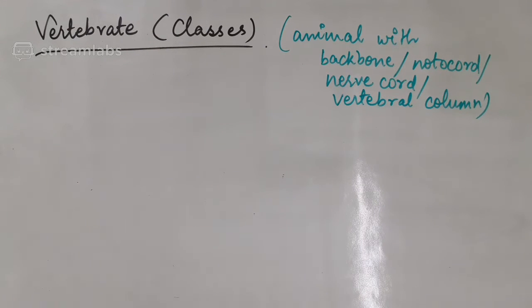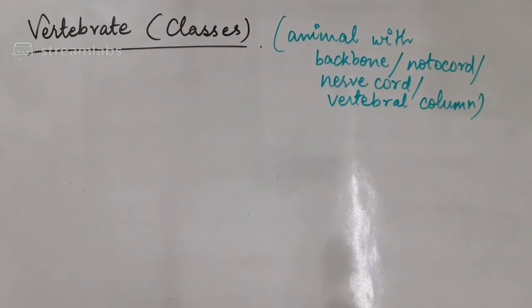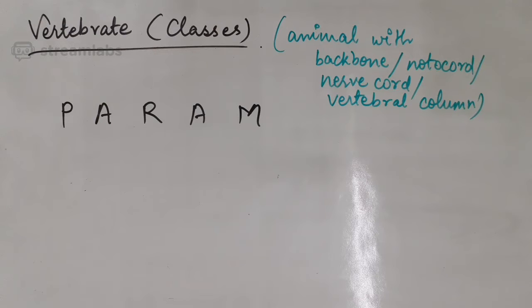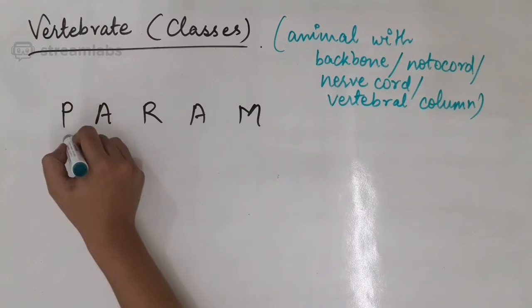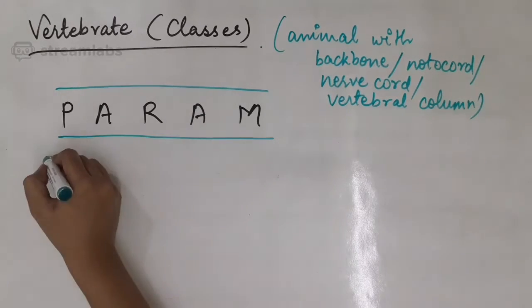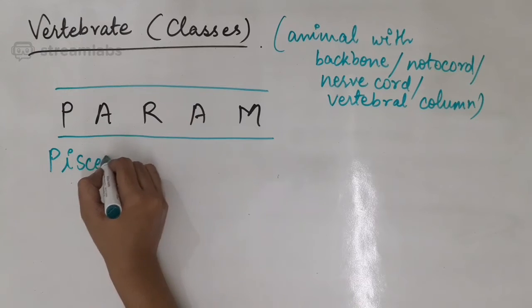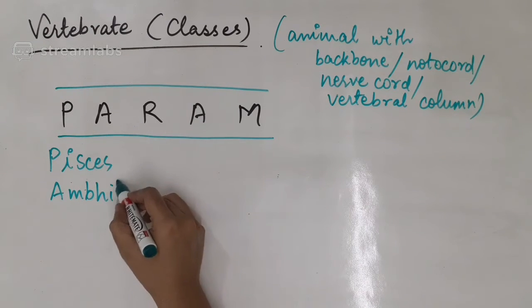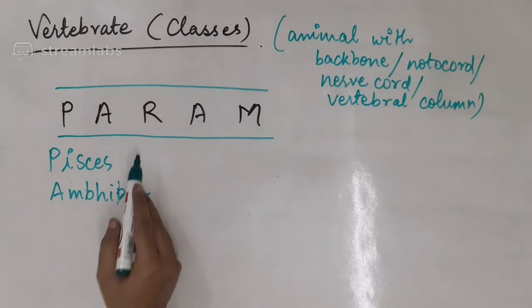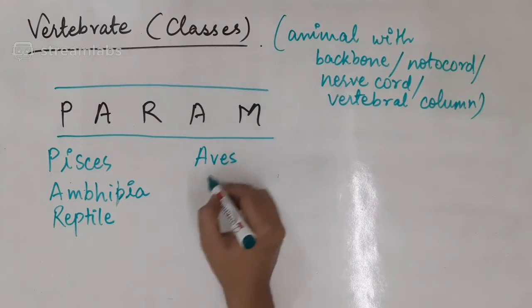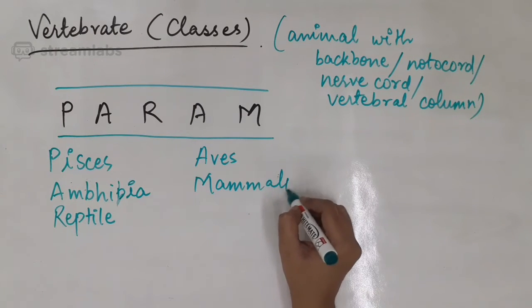Okay, so I'm telling you one formula to keep all the classes of the vertebrates in mind, that is PARAM, param. These are the classes for the vertebrates. P for Pisces, A for Amphibia, R for Reptile, then again A for Aves, and M for Mammals, mammal or mammalia.